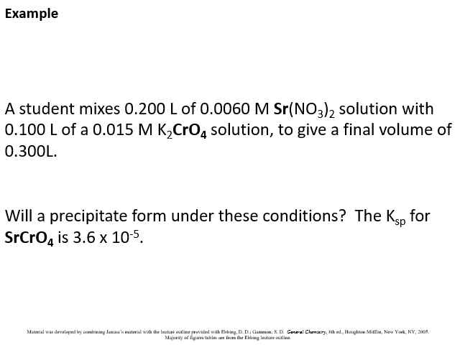All right, this one is a little more tricky. A student mixes 0.2 liters of 0.006 molar strontium nitrate with 0.1 liters of 0.015 molar potassium chromate. Will a precipitate form? If you get a problem like this, either on your third test or on the final, you'll have to stop for a second, because in this case they actually did, but they wouldn't have to tell you what the precipitate would be.